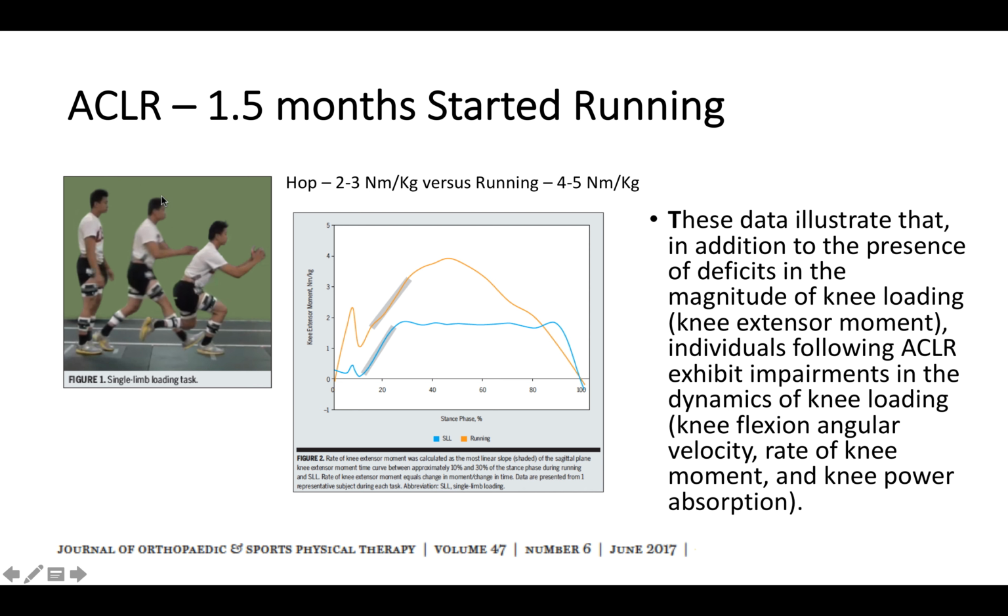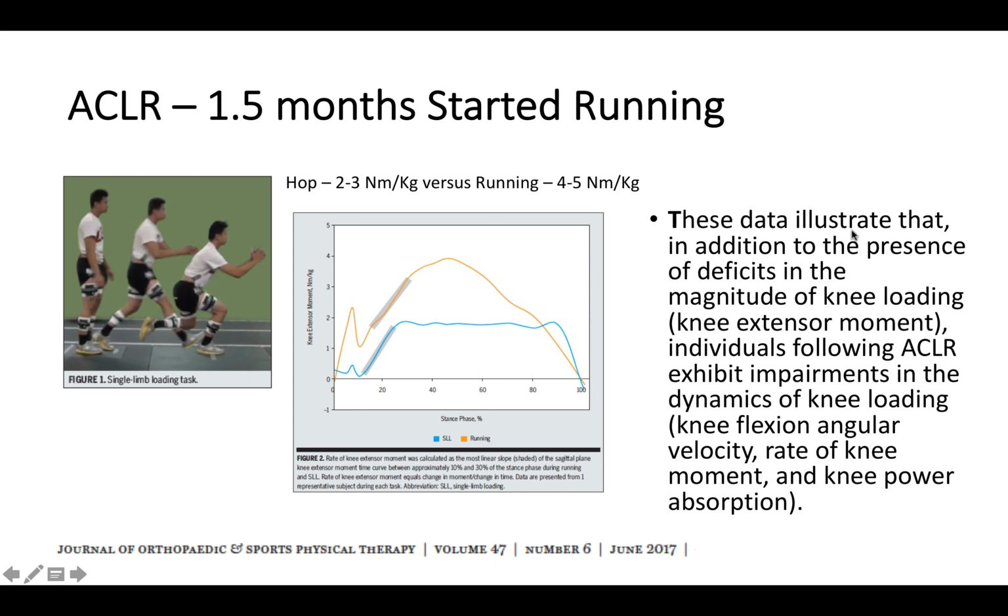So here we see data from patients performing a single leg hopping task and running. We see the curves here. These are their knee extensor moment curves during the tasks. Here's the running trial in orange, and the single leg hopping trial here in blue. You can see that the loading is clearly higher for the running. Note that the hop is about 2 to 3 Newton meters per kilogram versus running, which is 4 to 5 Newton meters per kilogram.